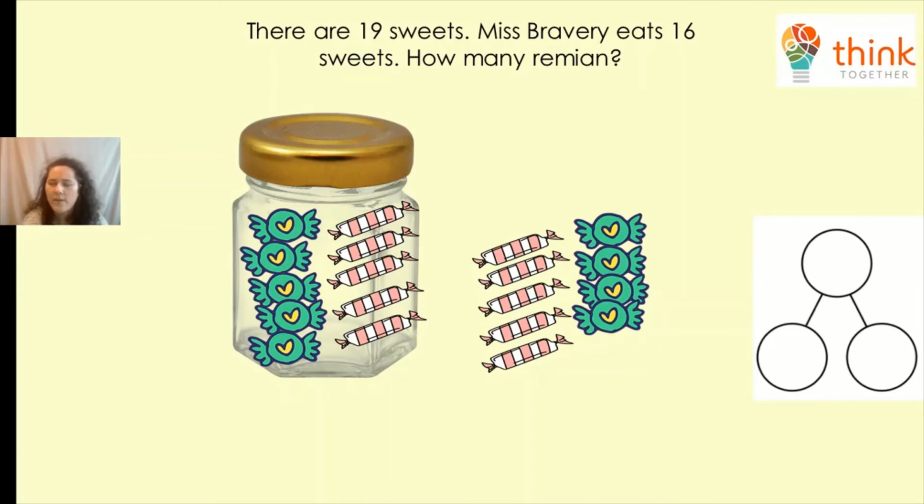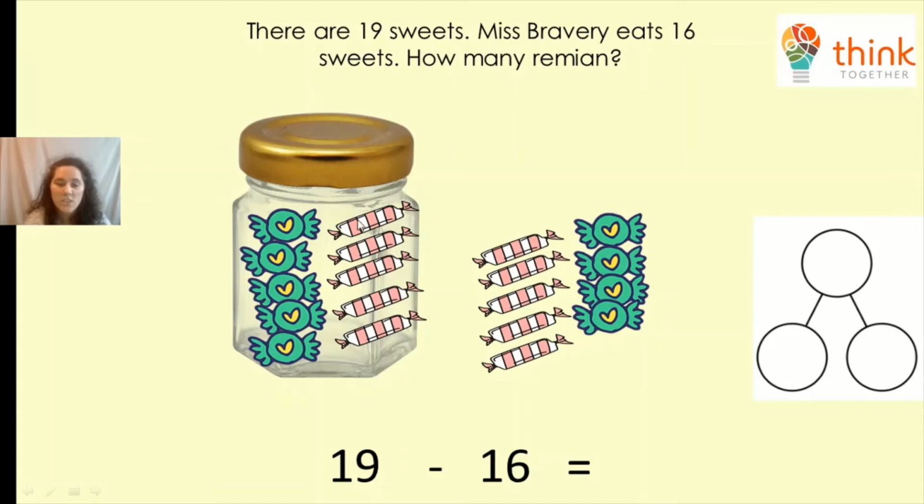So, do you think you can spot the important information and tell me what the number sentence is? You can pause the video now and have a little think. Have you done that? Brilliant. Let's check your number sentence. 19 take away 16. Did you get that? Amazing. That's the 19 sweets that we start with, and then the 16 that Miss Bravery is going to eat. Now, remind me, what do I need to do next?